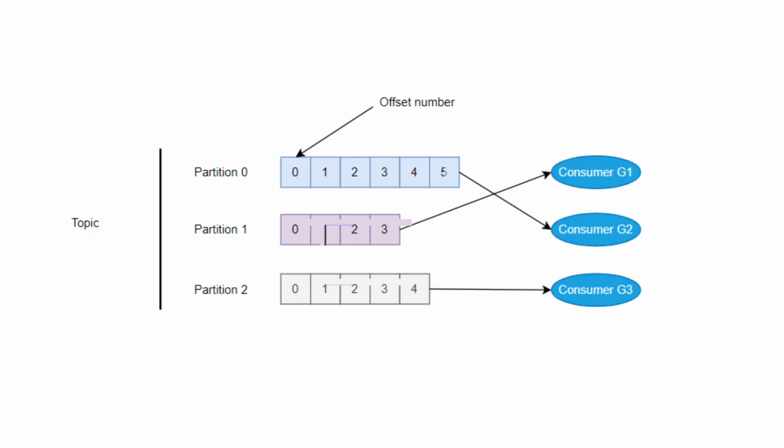Next, in the previous diagram, we had 3 different consumers of the same consumer group. What is a consumer group? It's essentially an application scope. For example, let's consider that we have a topic for weather data, and the weather data topic has 3 partitions.